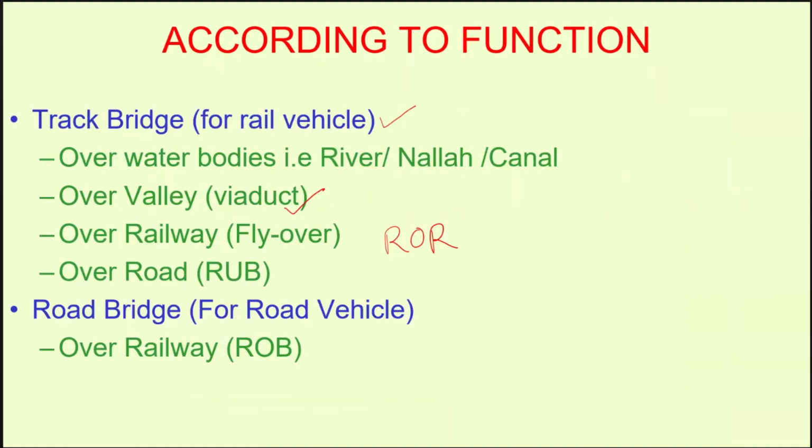When the road is under the railway, then we say road under bridge. Then we have the road over bridge, when the road bridge is over the railway. Some of the pictures are shown here.